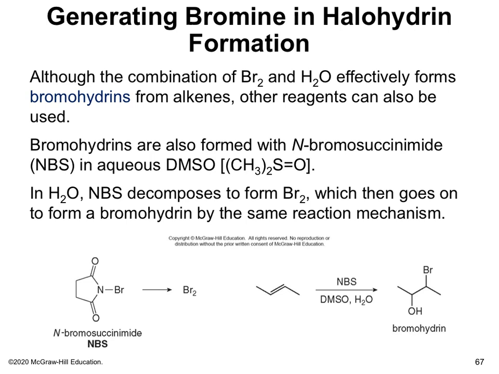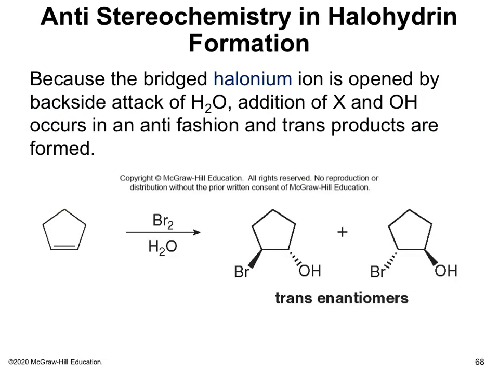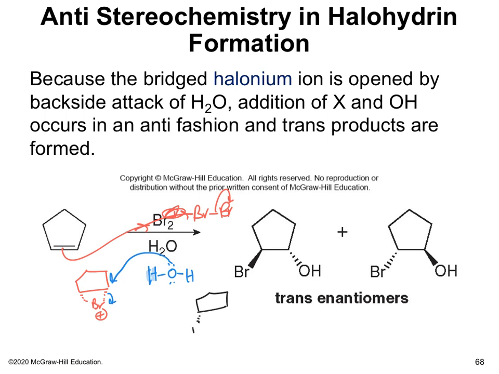Okay, so this one, you don't have to know that. We're not going to talk about that right now. Okay, so here, bromine, you're going to make your bromonium intermediate. You might want to draw this out. And then the water nucleophile, HOH, we'll add. And I'm happy with you just showing one of these. You don't have to show all of them. But this is why you get the trans enantiomers.